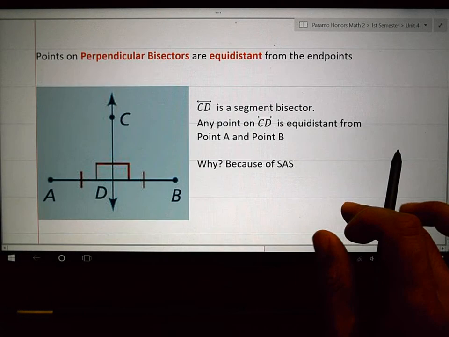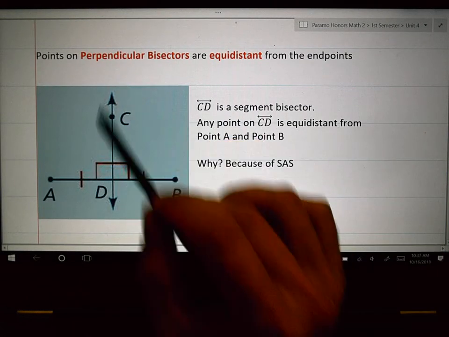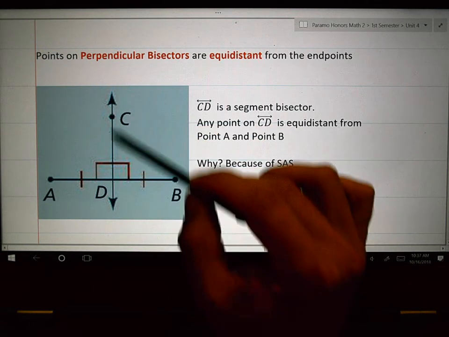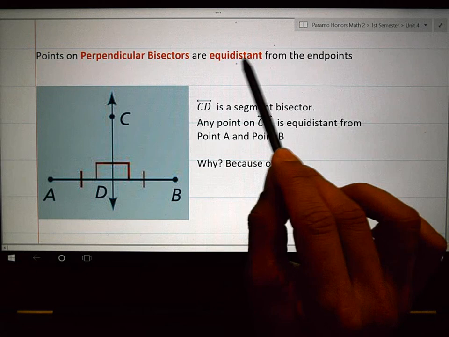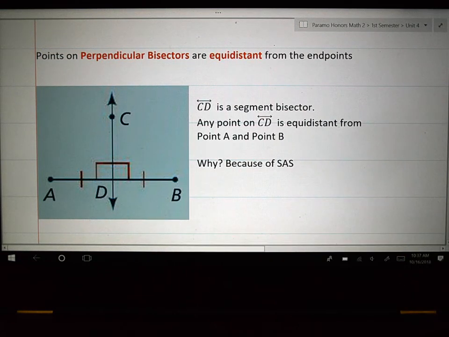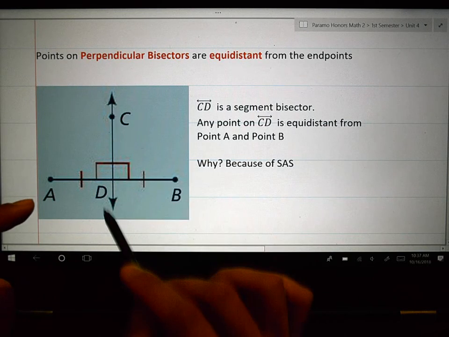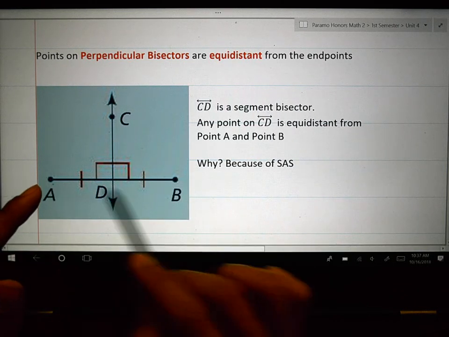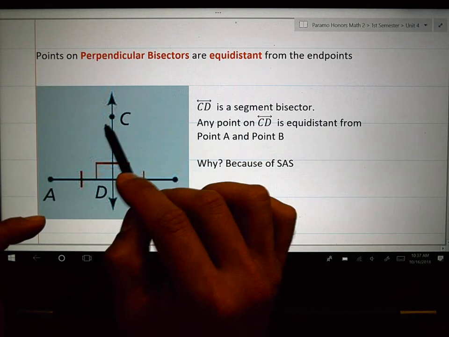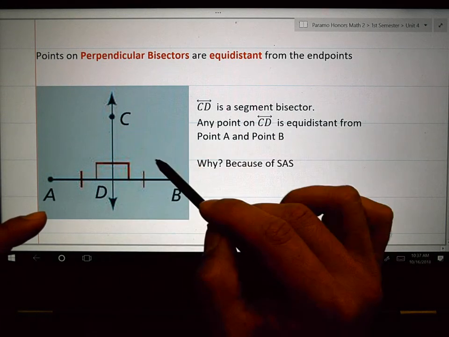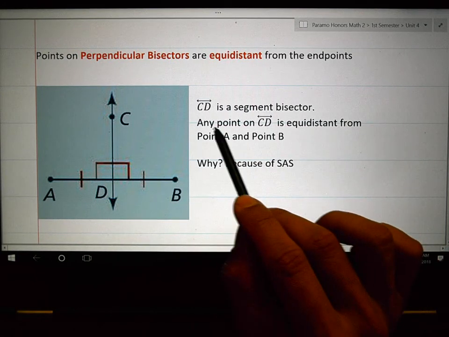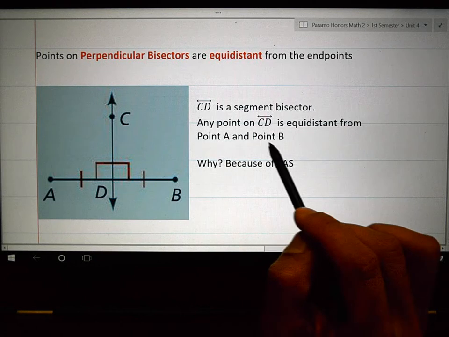But the property we're going to be talking about is that if there is a point, like point C, on the perpendicular bisector, it is equidistant from the endpoints of that segment that it is bisecting. Meaning, if I know this is on the perpendicular bisector, and I have an endpoint A and an endpoint B, then the distance from C to A is exactly the same as from C to B. As a matter of fact, any point on CD is equidistant from point A and point B.